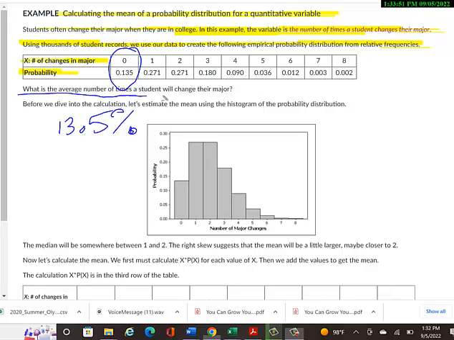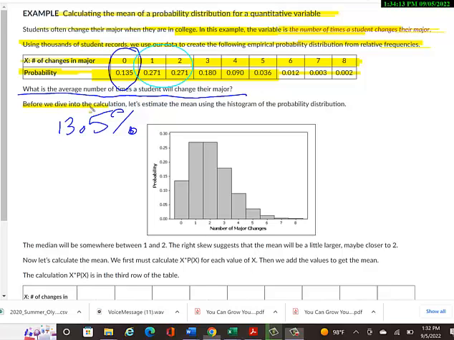What's the average number of times a student will change their major? That would be kind of hard to do if we're not really sure about probabilities. So this tells the number of times a student changes their major and the probability of it happening. It looks like it's going to center around 2 or 3. These are the highest probabilities here, 0.271 for both 1 change in major and 2 changes in major.